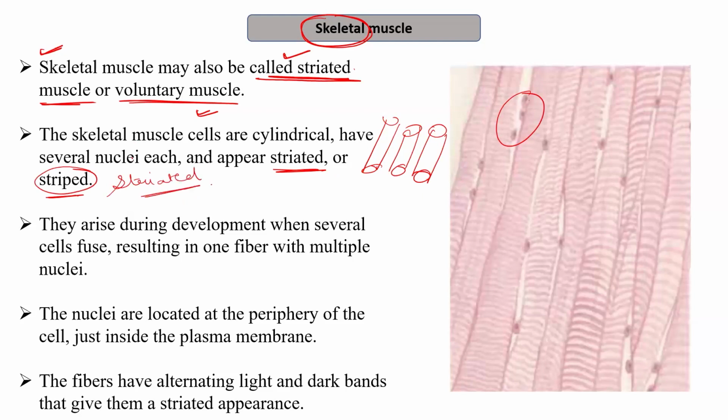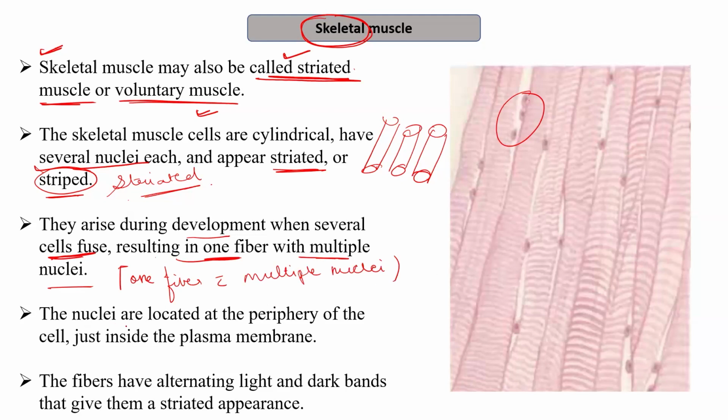Since they consist of various nuclei, how must they be formed? By the fusion of various cells. During development, they arise by the fusion of various cells, resulting in one fiber with multiple nuclei. These are cylindrical, one fiber with multiple nuclei formed by the fusion of many cells during development.